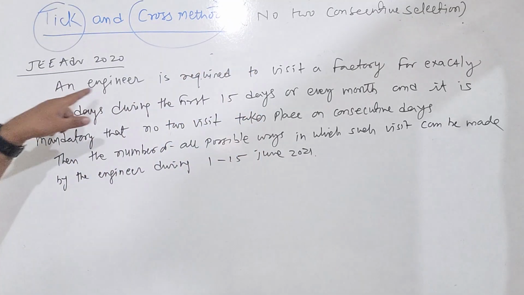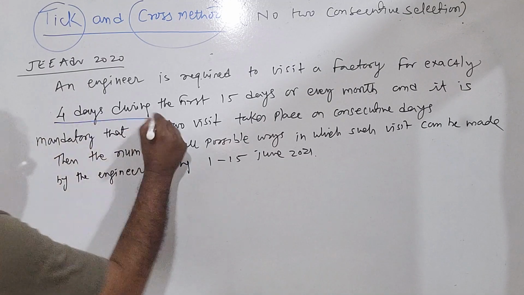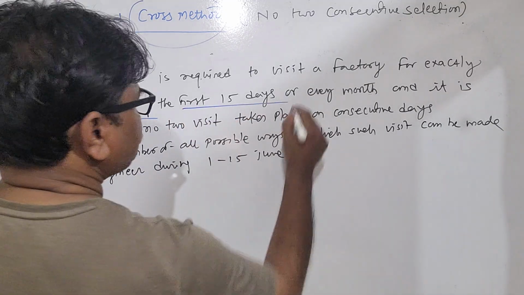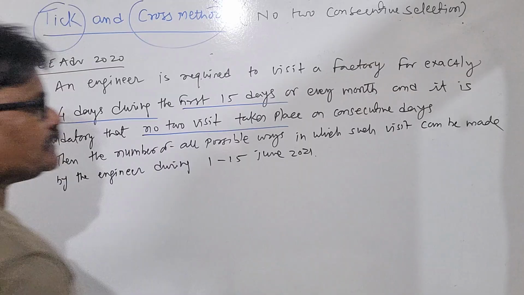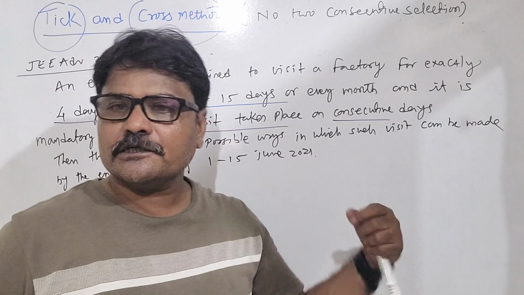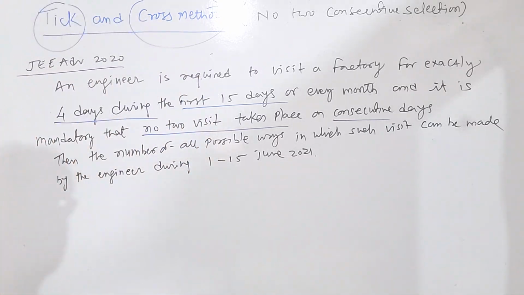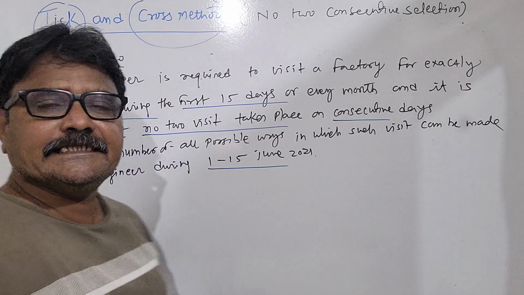JEE Advanced 2020: an engineer is required to visit a factory for exactly 4 days. Out of the first 15 days of every month, it is mandatory that no two visits take place on consecutive days. So therefore, tick and cross method. Then the number of possible ways in which such visits can be made by the engineer during 1st to 15th June of 2021. So there are 15 days in total.